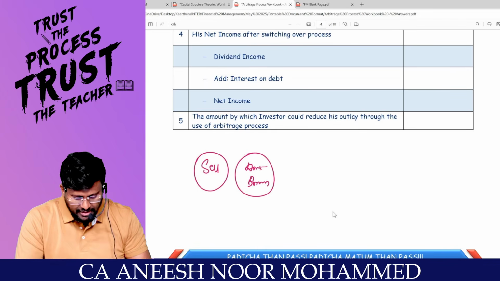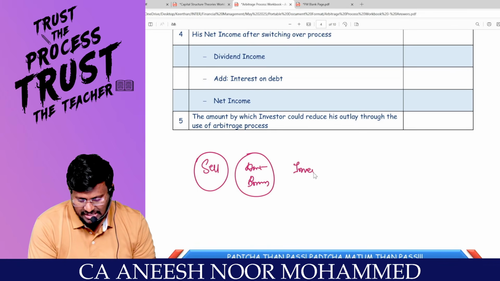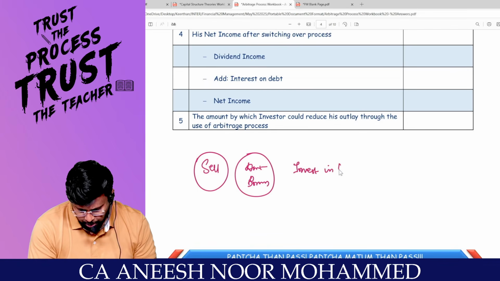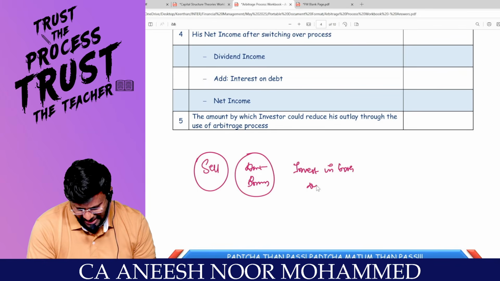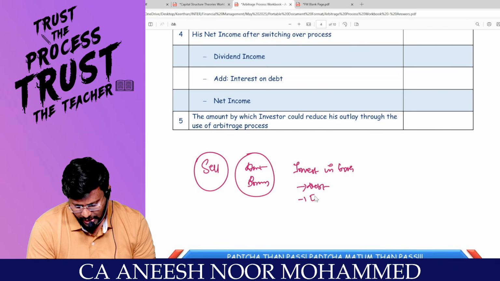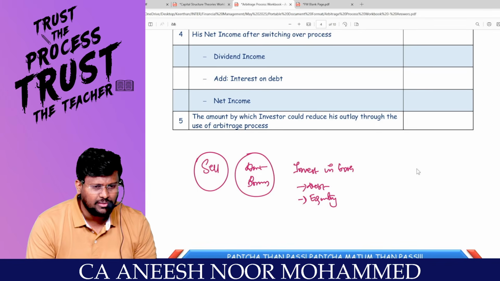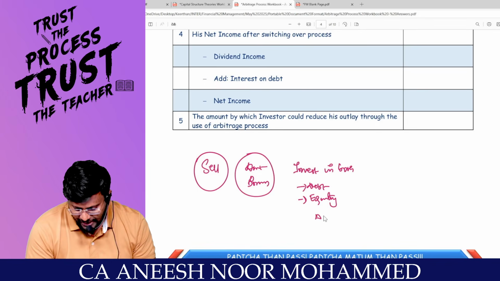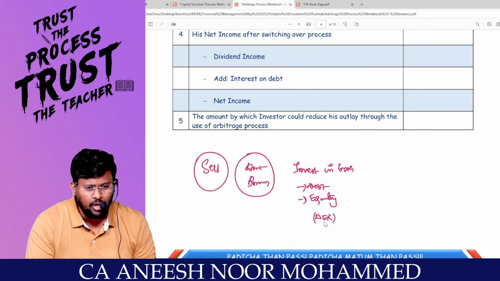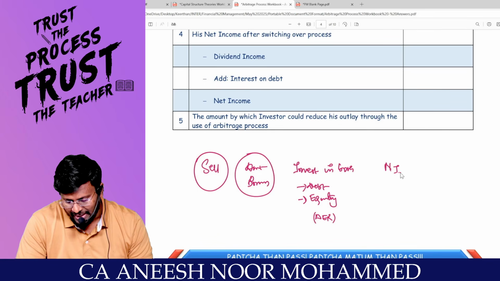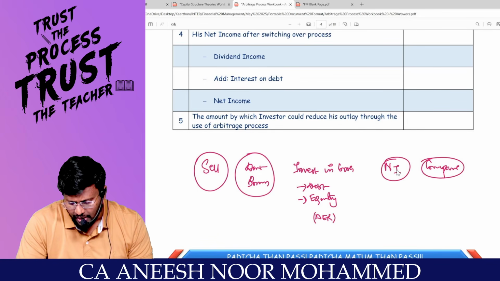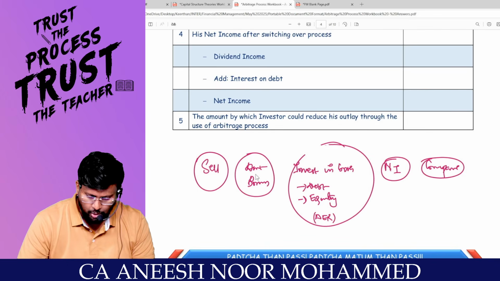Yes sir. Then you have to invest in both debt and equity, in the debt equity ratio. Then calculate the net income and compare. Are you all really with me, what I am talking to you?